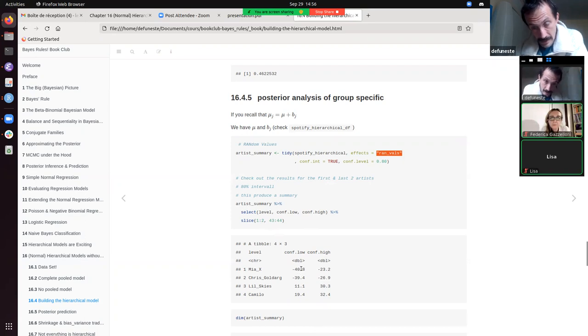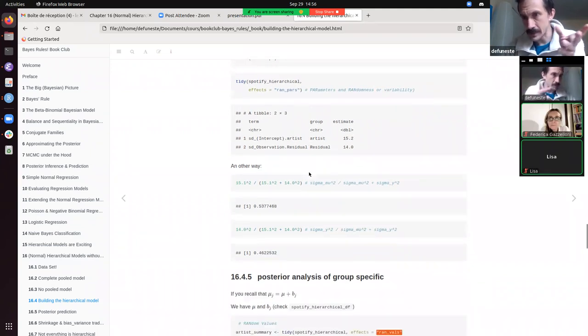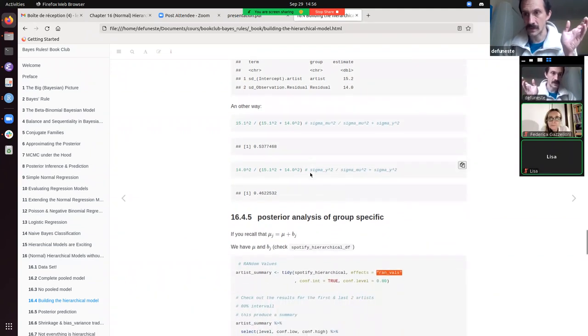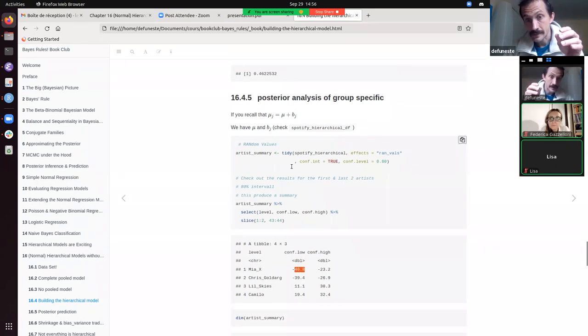So you can see Maya X. Remember our mean is something like 52. Mine is a bit different, probably because of the MCMC results. Maya X is between minus 40 or minus 23, so she's around 27 and 10 at 80%, et cetera. So this is one way of doing it.